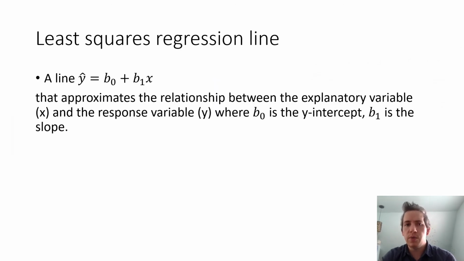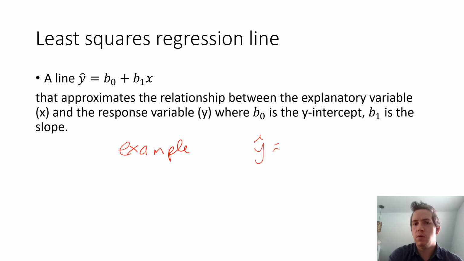This line is so nice that we call it a least squares regression line. And the least squares regression line is the line that approximates that relationship. It's the line that fits those dots really nicely. And it's going to have y equals b naught plus b1x. b1 is going to be the slope, and b naught is going to be the y-intercept. So here's an example. An example would be something like maybe y is equal to 3 plus 5x, something like that. You'll actually have some numbers plugged in.